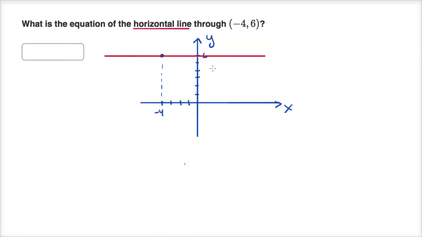Well, for any x, y is going to be equal to 6. This is the equation, y is equal to 6. Doesn't matter what x you input here, you're going to get y equals 6. It just stays constant right over there. So the equation is y is equal to 6. Let's do another one of these.